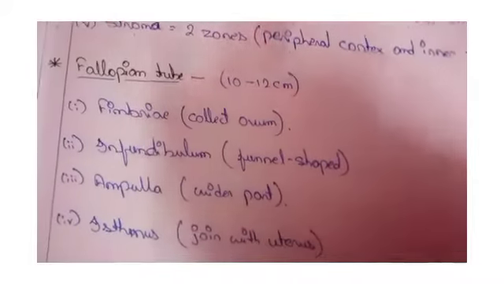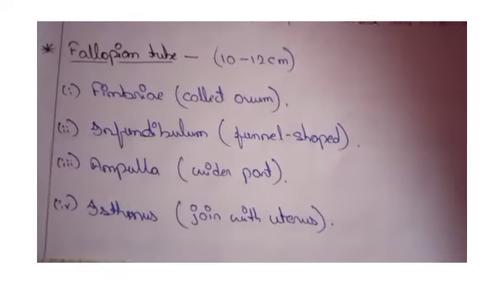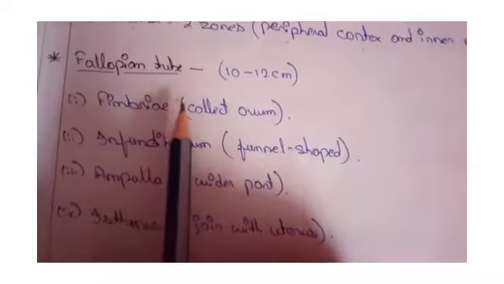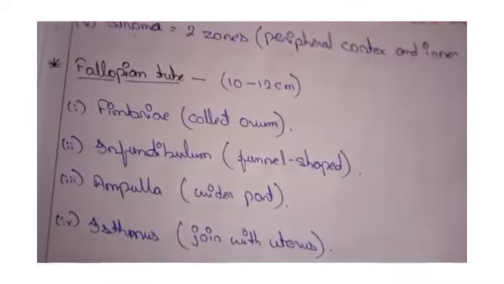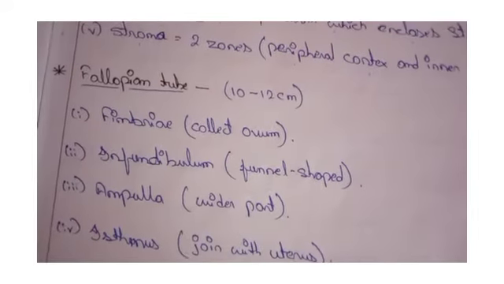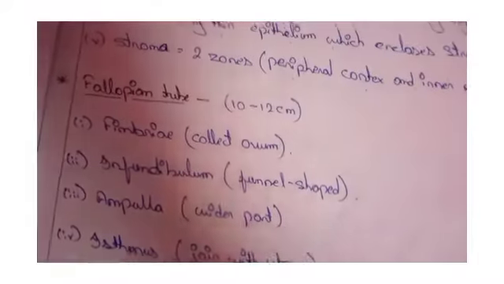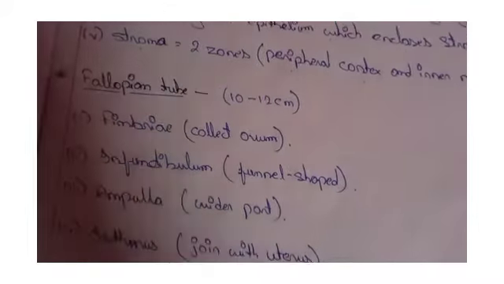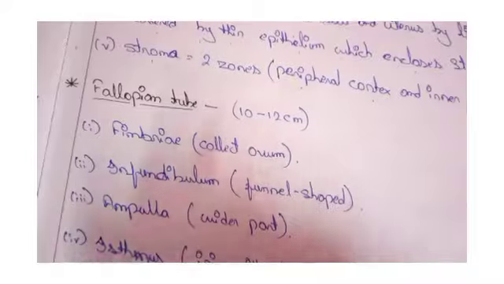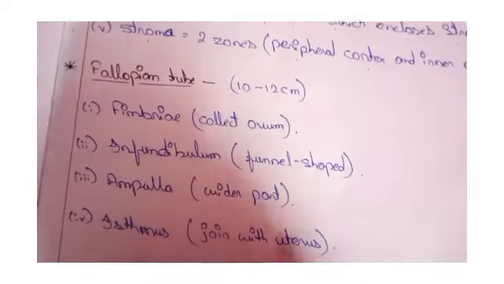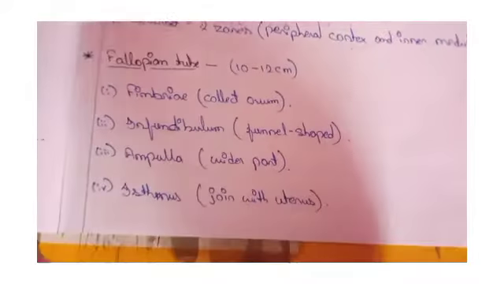Okay, so there are four parts in the fallopian tube. First is fimbriae, which collect the ovum. The fimbriae have a capturing-like shape which collects the ovum. Then infundibulum, which is funnel-like in shape. Then the ampulla region, the wider part, then the isthmus part, which joins the uterus.